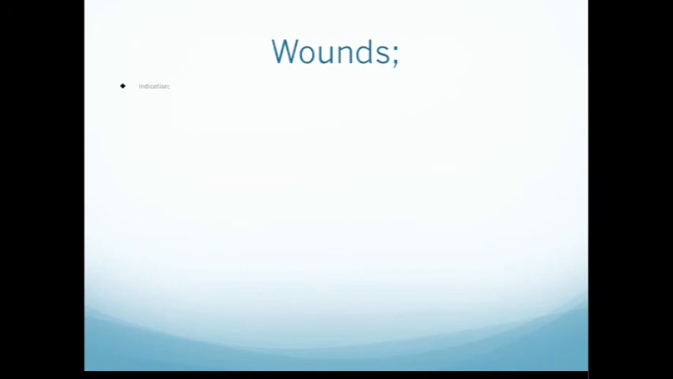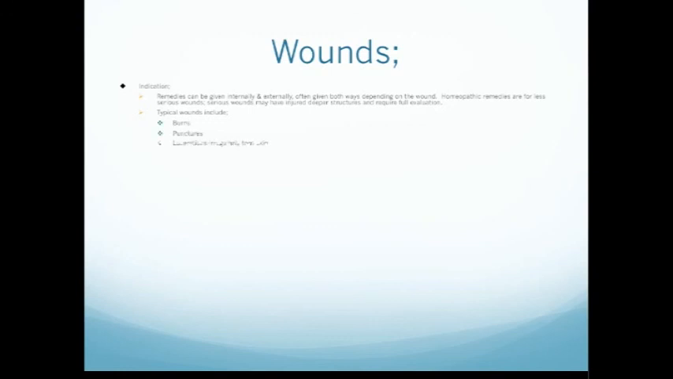Wounds will be our final topic. Homeopathic indications for treatment of wounds include the fact that these remedies can be given internally and externally. They're often given both ways depending on the wound. Homeopathic remedies are for less serious wounds. More serious wounds may have injured deeper structures and require more thorough evaluation. Typical wounds treated homeopathically include burns, punctures, lacerations, which are irregular tears of the skin, incisions or sharp cuts to the skin, and abrasions or scrapes.